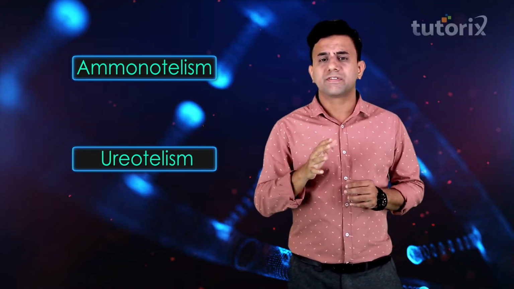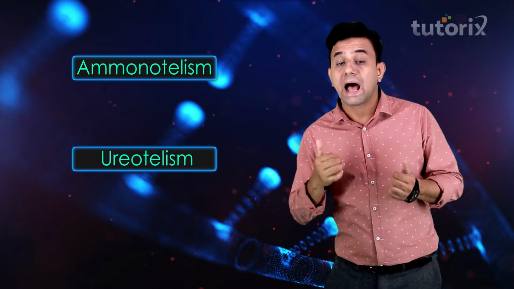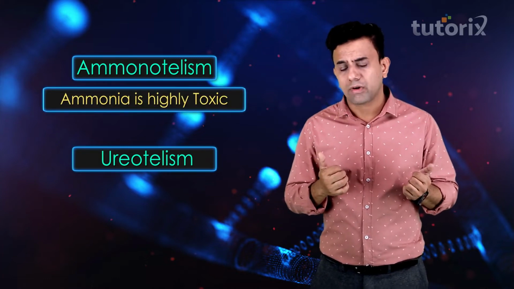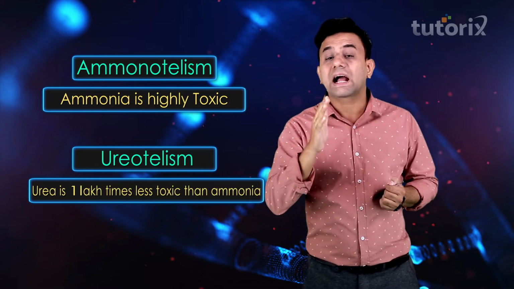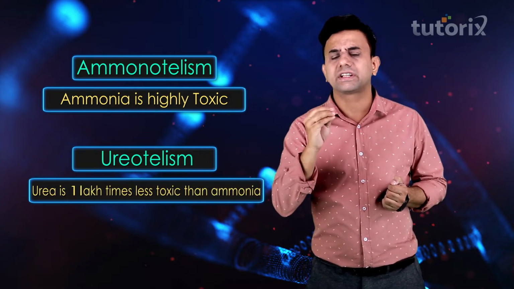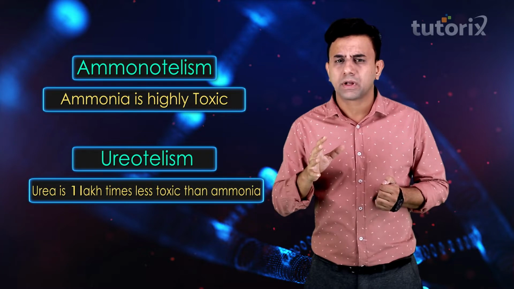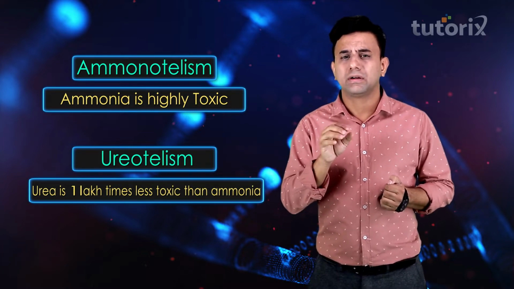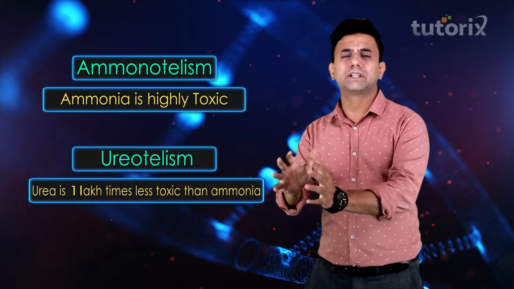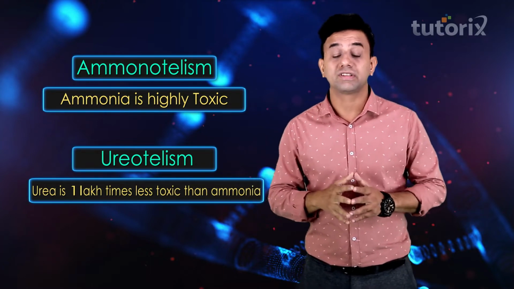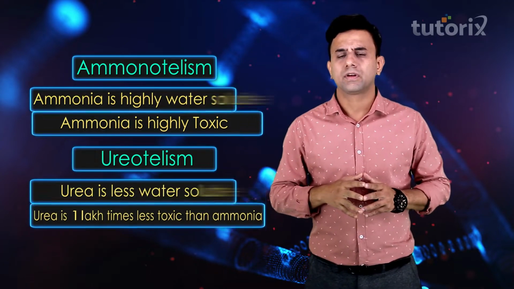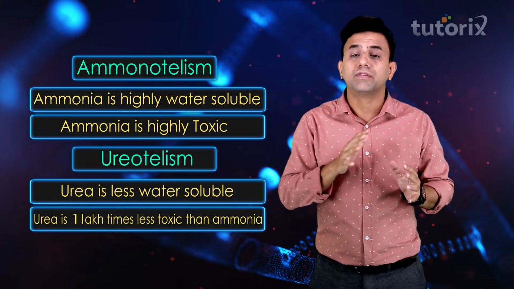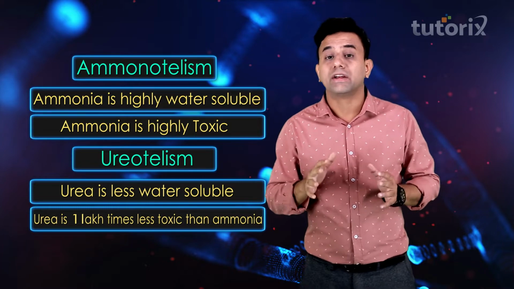The next difference between ammonia and urea is that ammonia is highly toxic, whereas urea is 1 lakh times less toxic than ammonia, which means that urea can be there in the body for some period of time. That is, it need not be eliminated the moment it is produced, because it is less toxic. So friends, I hope this distinction is clear between the two of them, that is ammonia and urea.